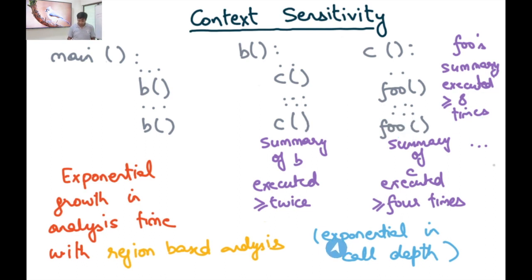So in general, the number of times you have to execute the DFA on the whole body of a function may be exponential in the call depth, and this is a huge scalability bottleneck. If you have programs that are thousands to millions of lines of code, then something like this will never scale.